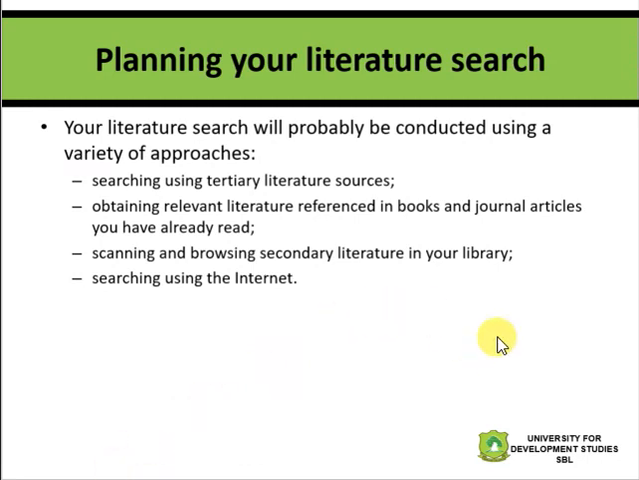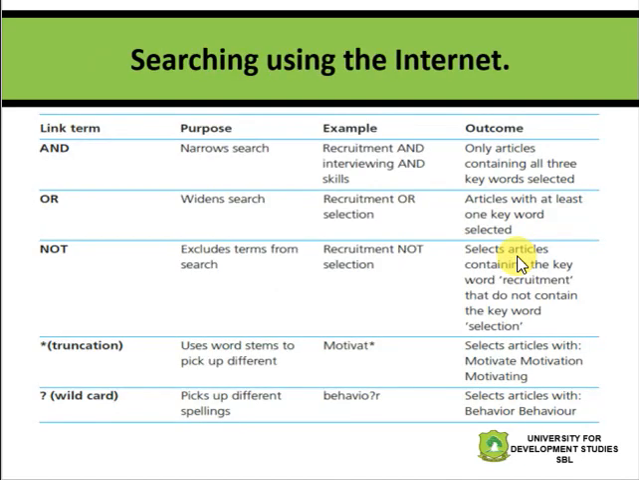Since searching for our literature using the internet is going to be one of our primary approaches to be able to get our relevant literature for our review process, we want to spend a lot of time to discuss how we can look for our literature. We can search for our literature using the internet.